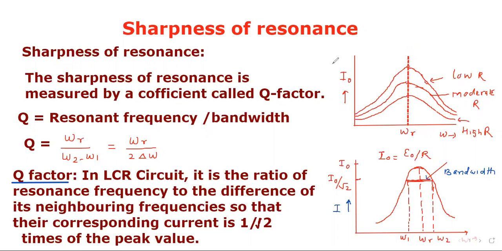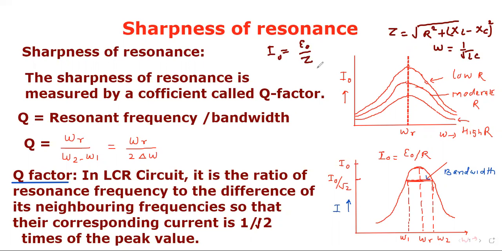Sharpness of resonance. Here the graph between I and omega is shown. As we have got Z equal to root of R square plus (XL minus XC) whole square. For resonance, XL minus XC equal to 0, from where we get omega equal to 1 upon root LC. Now, current I0 will be E0 upon Z.